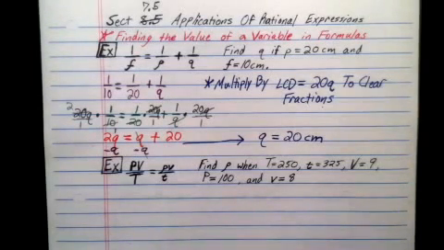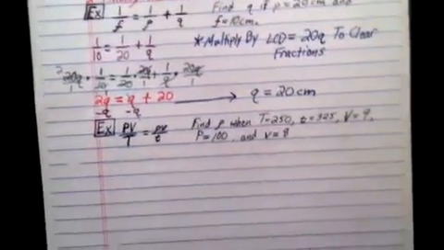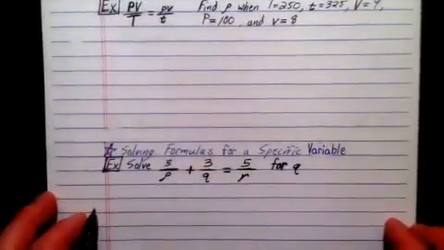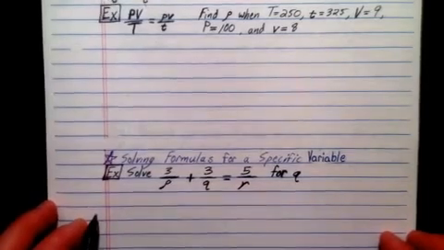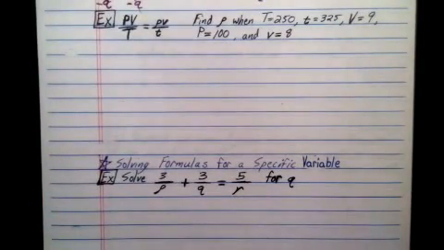Alright, next example. We have capital P times capital V over capital T, equal to lowercase p times lowercase v over lowercase t. The capital P, V, and T are different variables than the lowercase p, v, and t. Find the value of lowercase p when capital T is 250, lowercase t is 325, capital V is 9, capital P is 100, and lowercase v is 8. So let's just fill in what we're given in this problem.